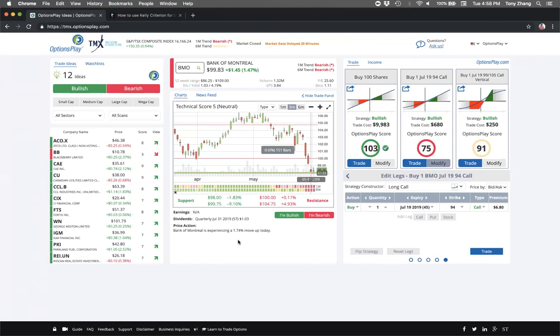OptionsPlay score, is it based on any time frame? It's based on the time frame of the expiration date. So it's looking at the potential moves of the stock between now and July 19th for this particular call. It's looking at an equal opportunity of the stock moving up or down, and taking a look at what are the payoffs, if you will, if the stock was to go up, if the stock was to go down, and how well balanced your potential risks are to the potential rewards.